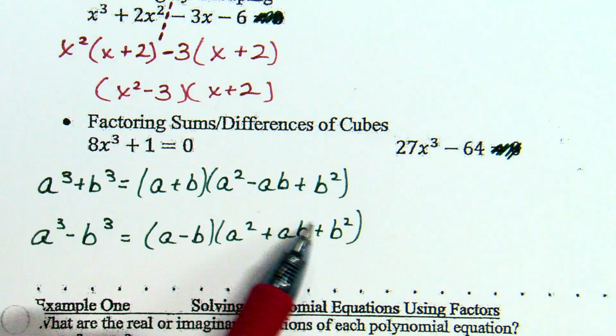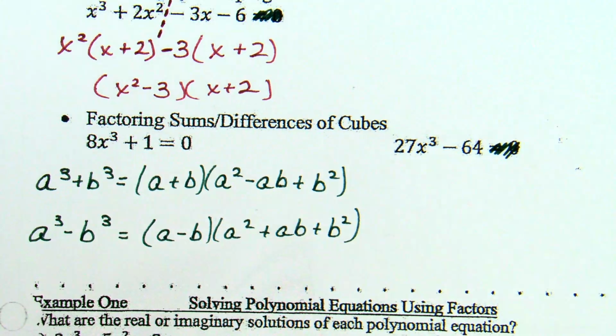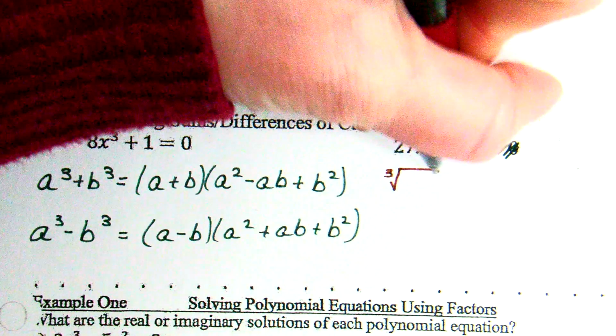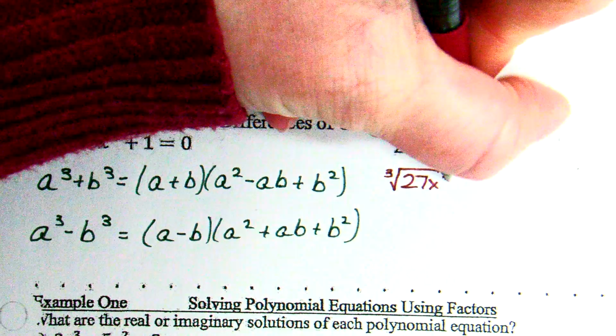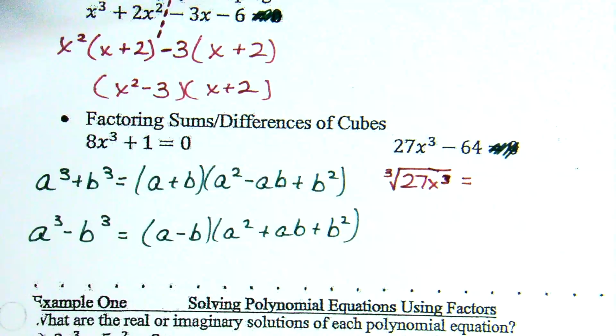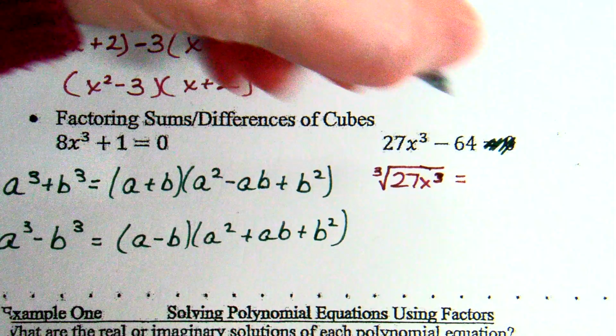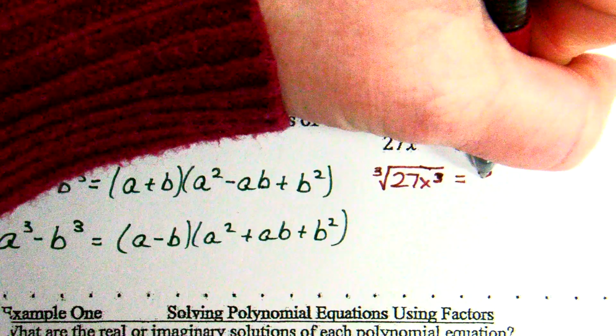So when I set up my answer, which setup am I following? The second one, right? The bottom one. The main thing you have to be able to do is take the cube roots. Do you know the cube root of 27x cubed? So what's the cube root of 27? What number times itself again gives you 27? 3, right? 3 times 3 is 9, times another 3. So the cube root of 27x cubed is 3x.